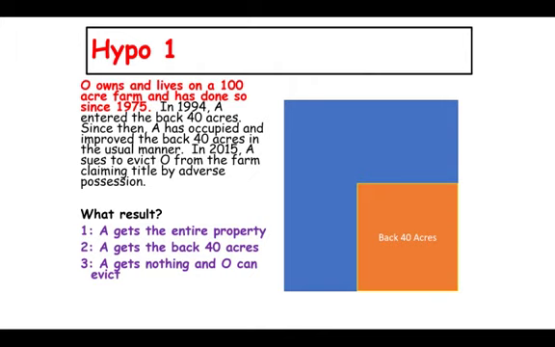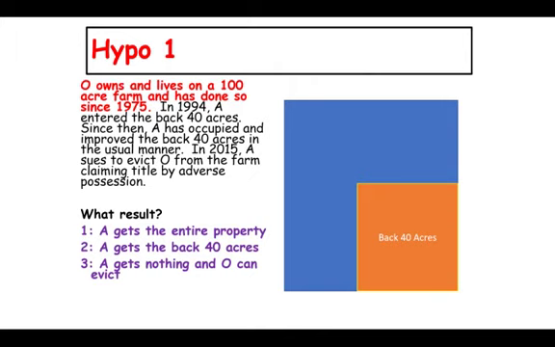And then in 2015, after A has been there for more than 10 years, which is the statutory period in New York, A sues to evict O from the farm, claiming title by adverse possession. So the question is, what happened? Think about the gall here. A has got a lot of gall to try to evict O, the owner. But put that aside for the moment. So the question is, what happens when A sues to evict O from the farm?